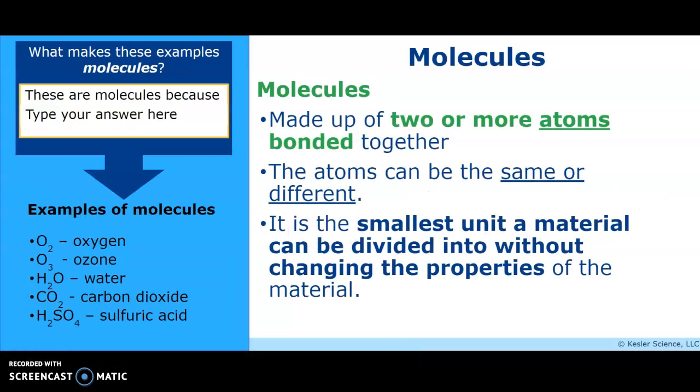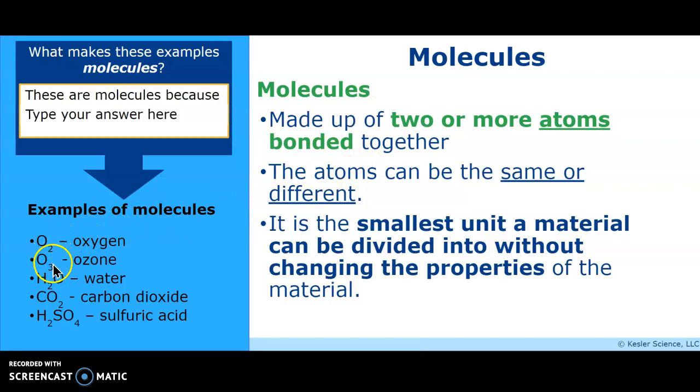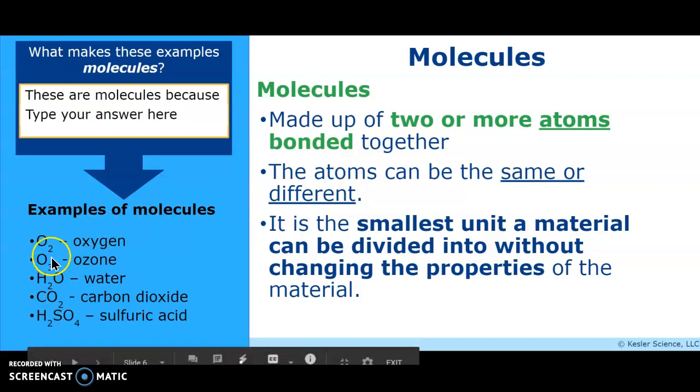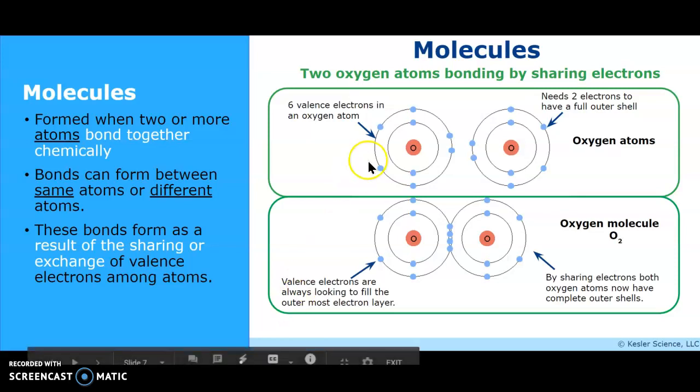So what makes these examples molecules? These are molecules because if you look here, it's two or more atoms bonded together. These little numbers tell us that they're bonded together. But here, because there's no space, no plus, that is bonded together. And molecules can be made up of the same atoms or different atoms. Okay, so molecules are formed when two or more atoms bond together chemically.